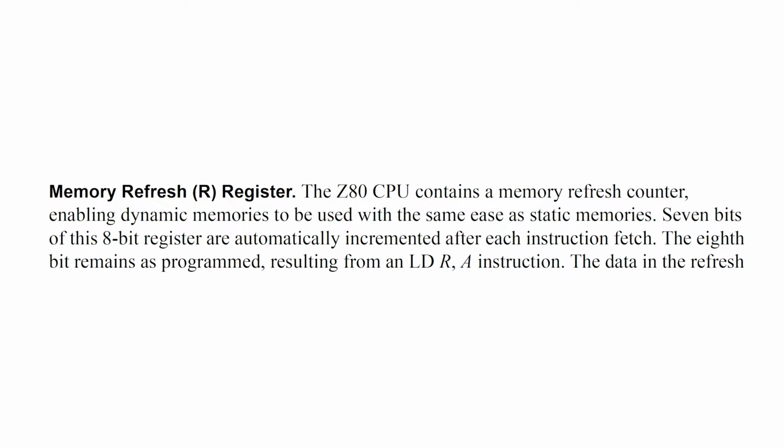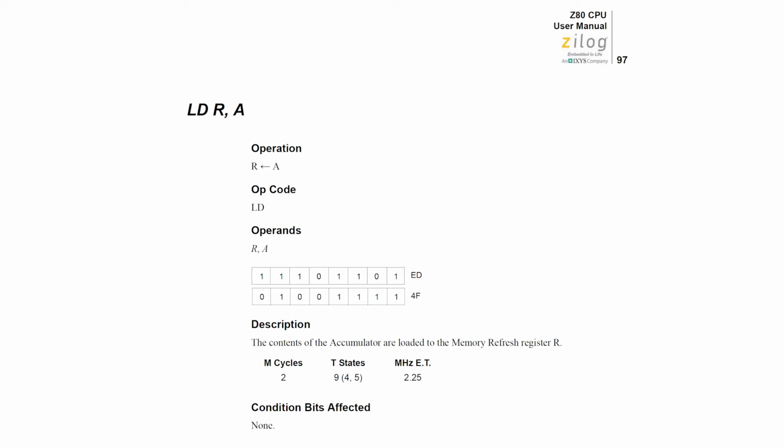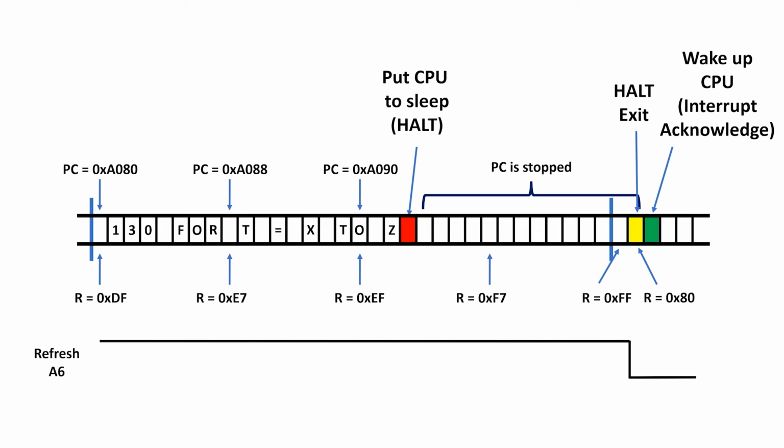But isn't this just a free-running counter? Couldn't it contain any random value at the start of a scan line? Well, it turns out the Z80 has an instruction for copying the value in the accumulator over to the memory refresh register. This way, we can precisely control the value in the memory refresh register at the start of the scan line. This idea of connecting A6 to interrupt might just work.